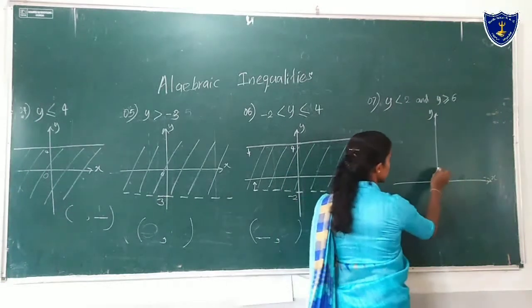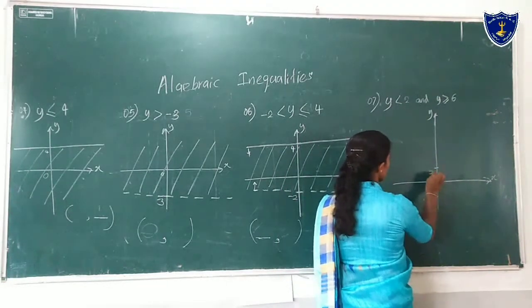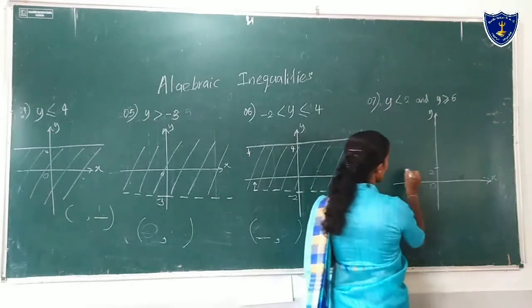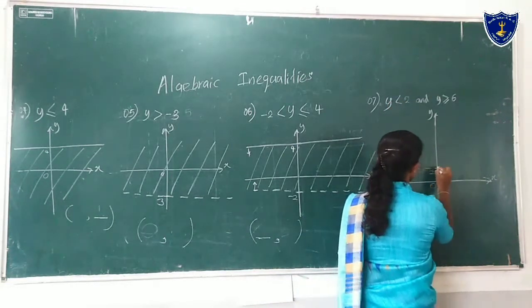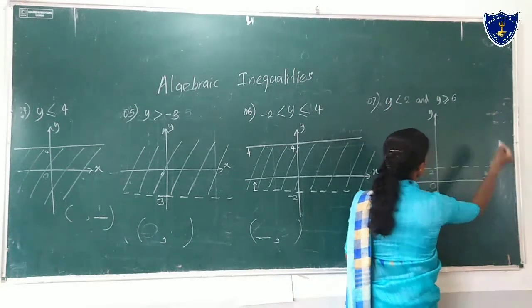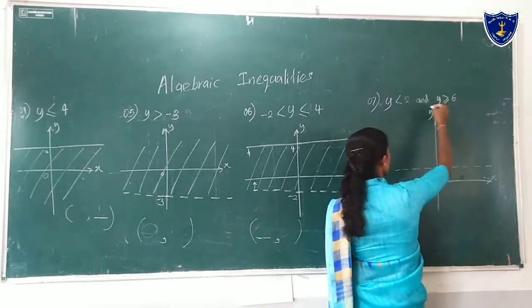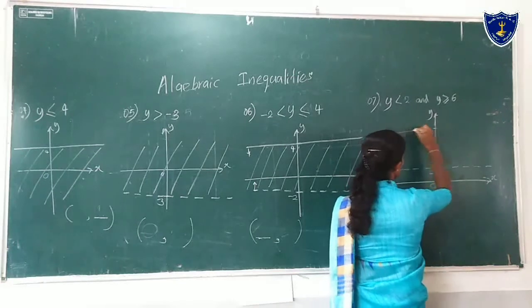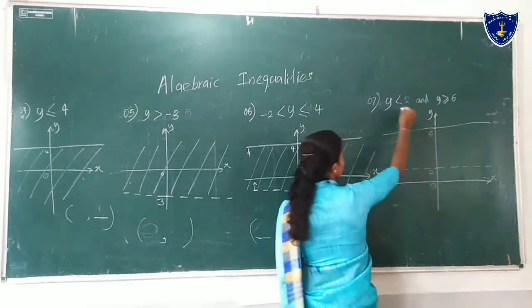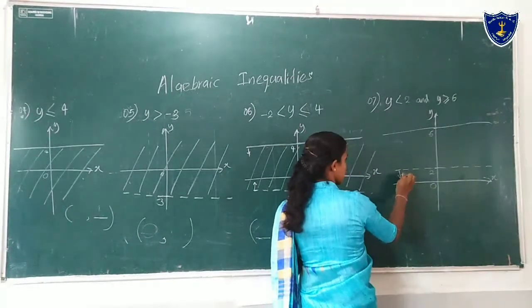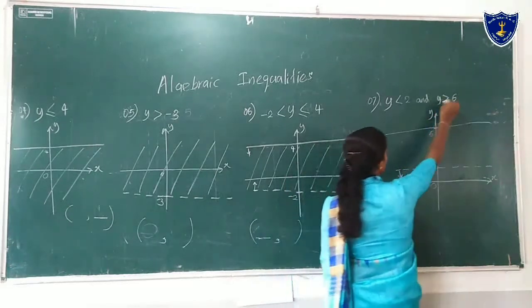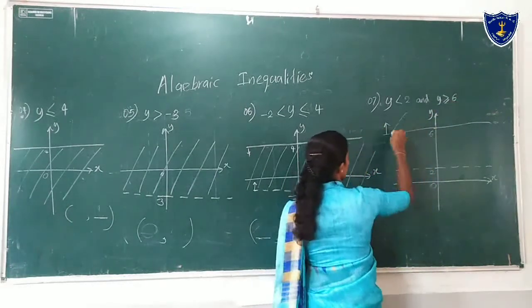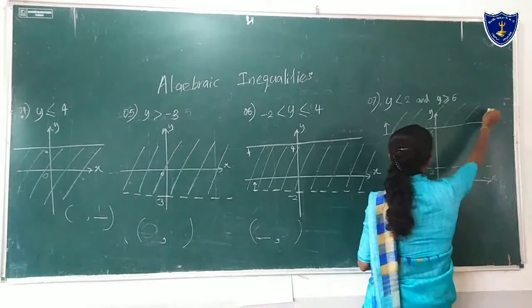Than positive 2. Positive 2, it is not equal to y, so draw a dotted line. Y equals, so greater than positive 6, so draw a straight line. Y less than means this side, greater than this side. So you have to take these two regions.